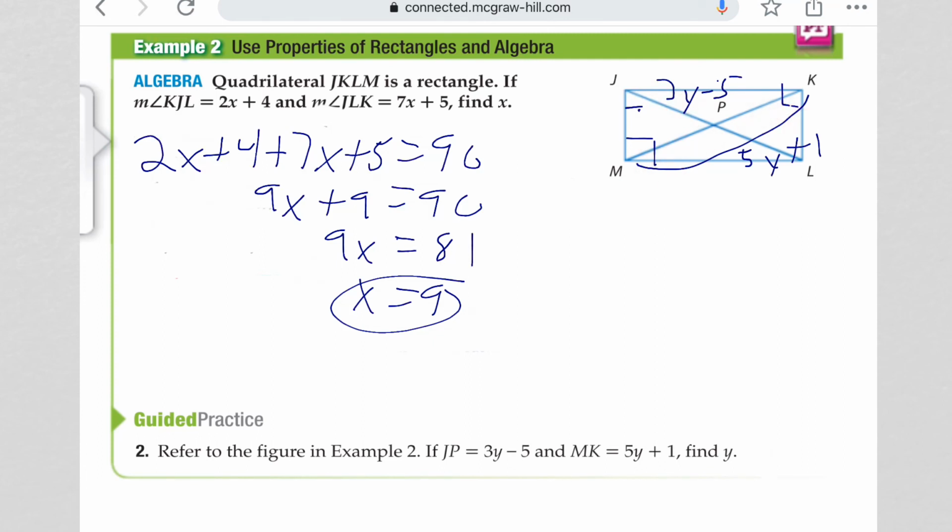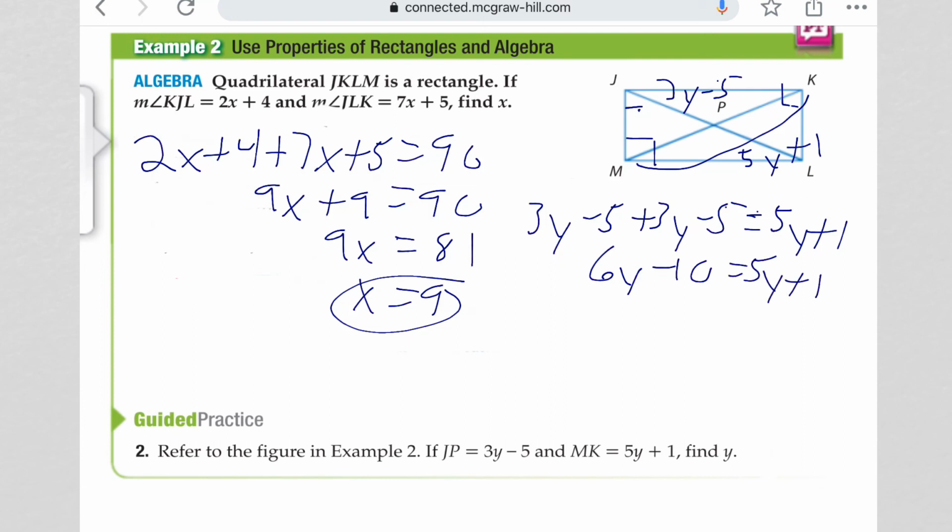So my equation would be 3y minus 5 plus 3y minus 5, which is the same as 2 times both of those, and then equals 5y plus 1. So to solve this, again, combine like terms on the same side. That would give us 6y minus 10 equals 5y plus 1. Subtract your 5y from both sides, because remember, variables first. So 6y minus 5y would give us a 1y. Minus 10 equals 1. Then add the 10 to both sides, and that leaves me with y equals 11. So these are a couple of types of equations you may see.